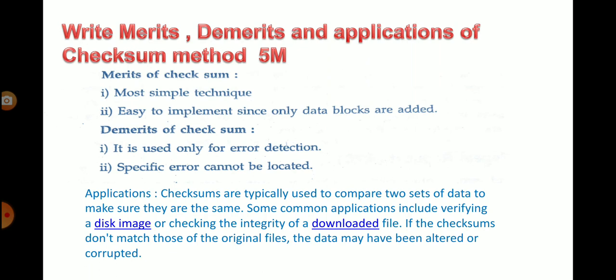Applications: checksums are typically used to compare two sets of data to make sure they are the same. Some common applications include verifying a disk manager or checking the integrity of a downloaded file. If the checksums do not match those of the original files, the data may have been altered or corrupted.